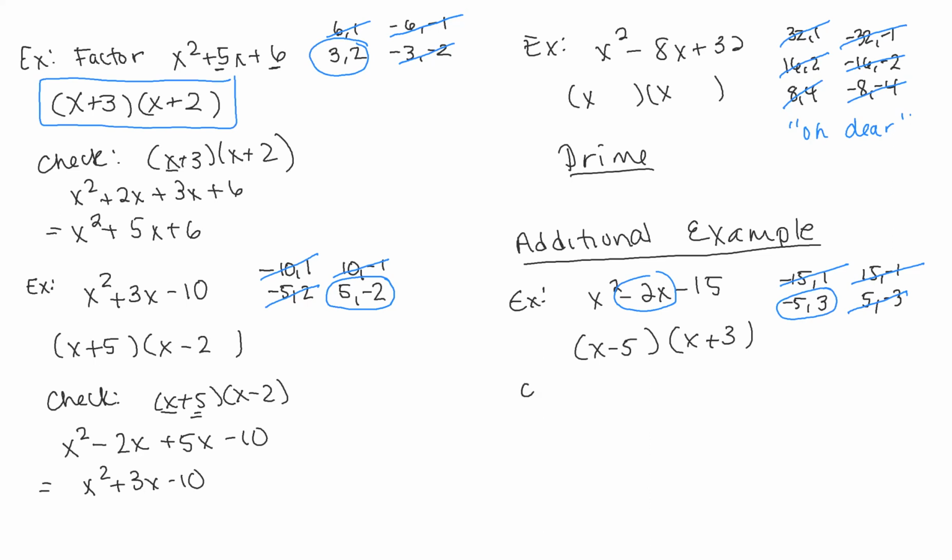And again, if you want to check it, you don't always have to check it once you get comfortable with the process. But if you do check it, you just multiply this out using the FOIL method. So x times x is x squared. x times 3 is 3x. Negative 5 times x is negative 5x. Negative 5 times 3 is negative 15. Clean it up, and we get x squared minus 2x minus 15.